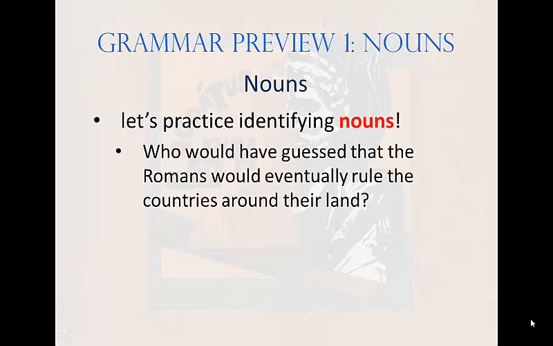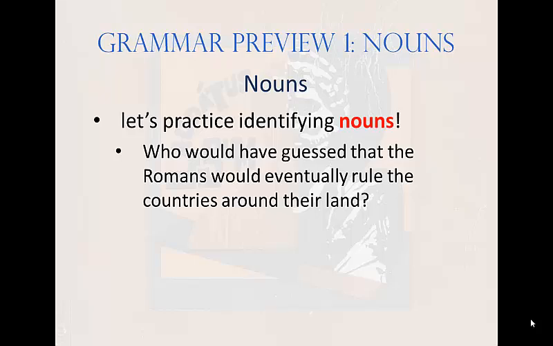Here's another sentence that has nouns in it. Almost all of them do. And it's a little more complicated. Who would have guessed that the Romans would eventually rule the countries around their land? Now, don't let the complexity of this sentence baffle you. Just apply the simple tests we learned above to each word one by one. When you attack things one by one, it doesn't make any difference if there are 2 or 200 or 2 million of them. Tackle each individually, and eventually you'll win.